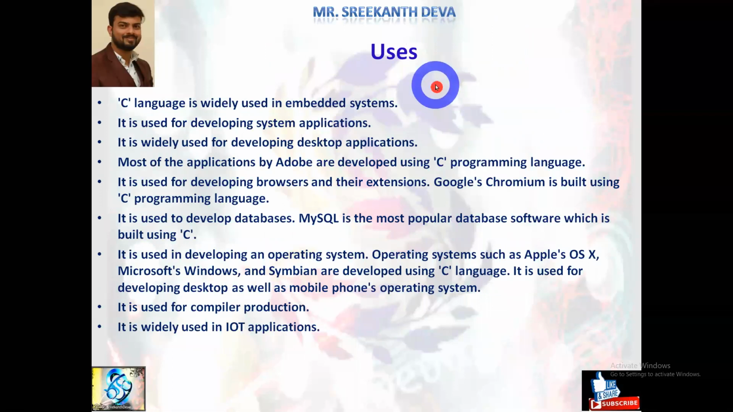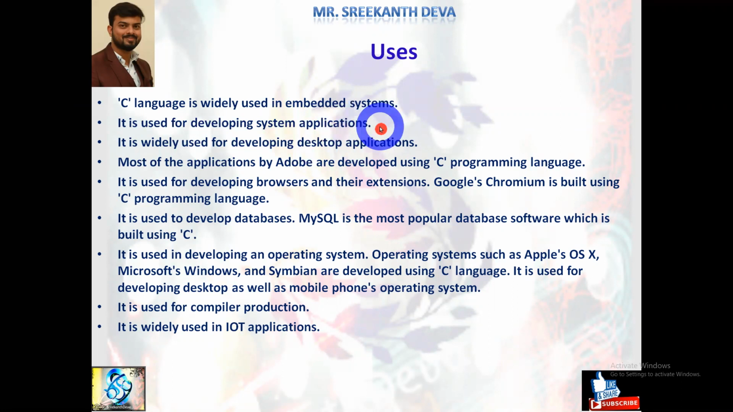See, what are the main uses of C language? C language is widely used in embedded systems. It is used for developing system applications. We discussed the different types of software, right? Types of software like system software and application software. C language is used specially for developing system-based applications. It is widely used for developing desktop applications. Desktop applications are those applications that can run only within the machine. Most applications like Adobe are developed using the C programming language. It is also used for developing browsers. Several browsers we are using nowadays, like Google Chrome and Mozilla, various browsers, right?